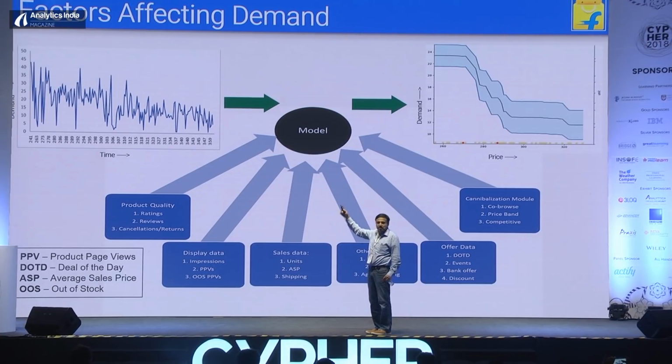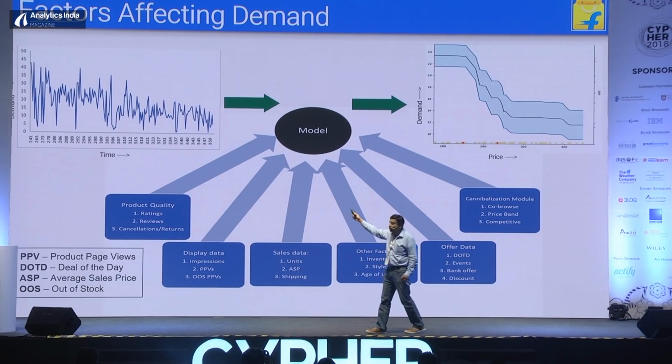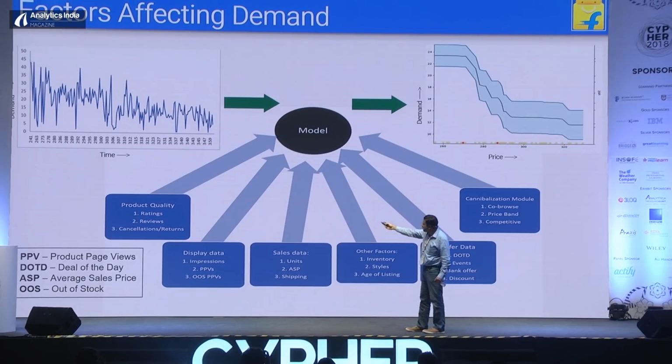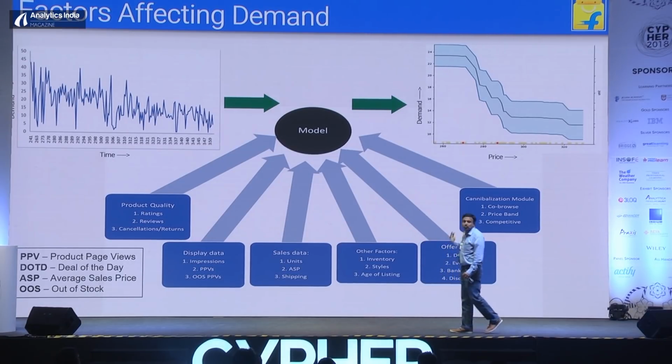That's what it looks like. It's not a nice linear curve that you learn in your economics class, right? 100 rupees, 50 units; 110 rupees, 40 units. It's not a straight line. This is what demand looks like, because there are so many factors. Why does it look like this? Because these are the attributes which drive it, right?